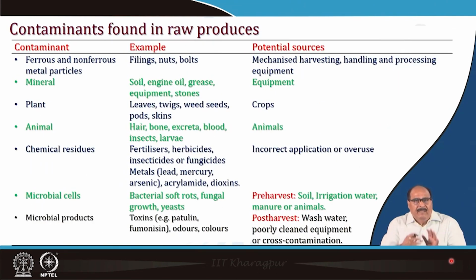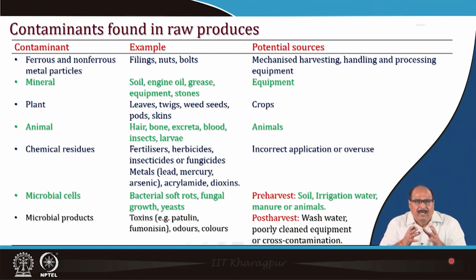Okay. In this table, I have tried to summarize the different contaminants which are found in raw horticultural produce. For example, filings, nuts, bolts, etc. In this form, ferrous and non-ferrous metal particles may be present in the produce, and the various sources from which these metals come into the produce may include mechanized harvesting, handling and processing equipment.